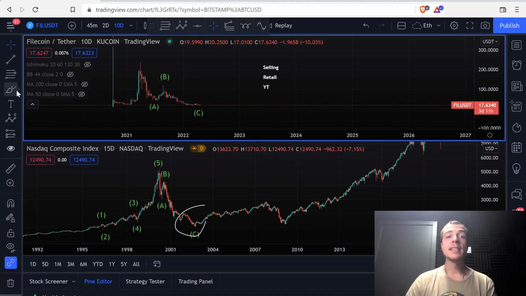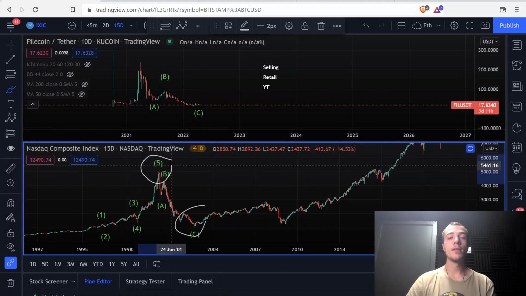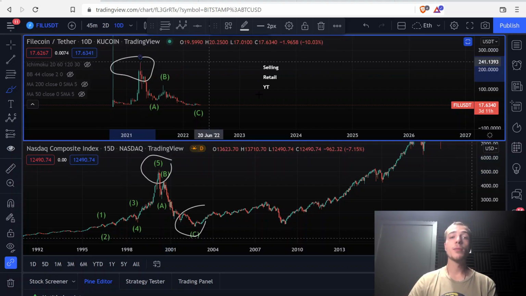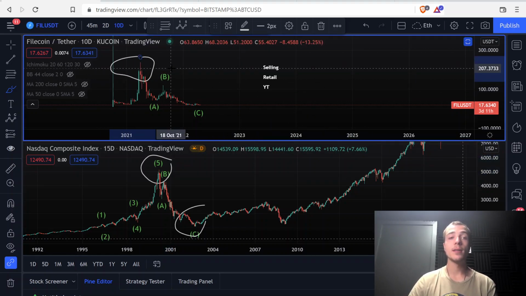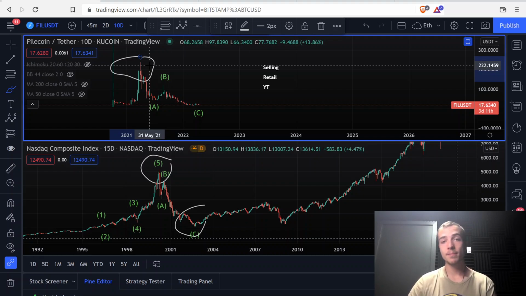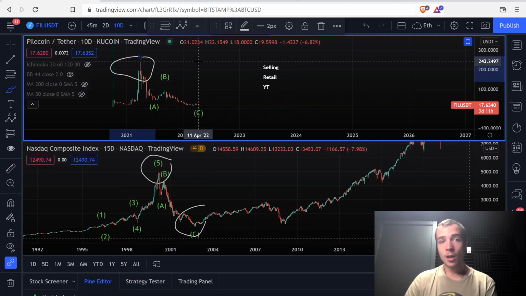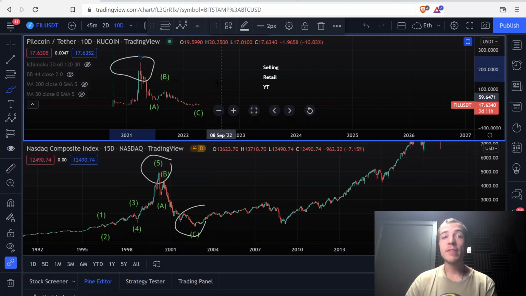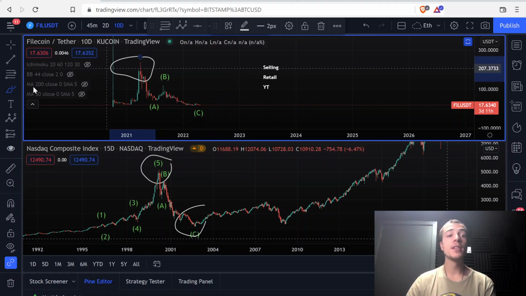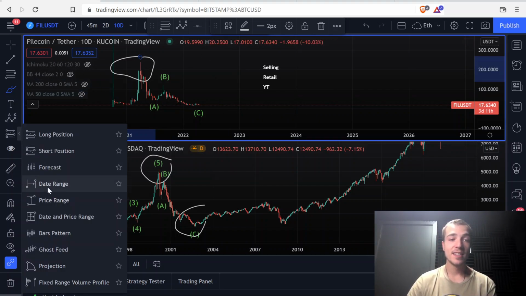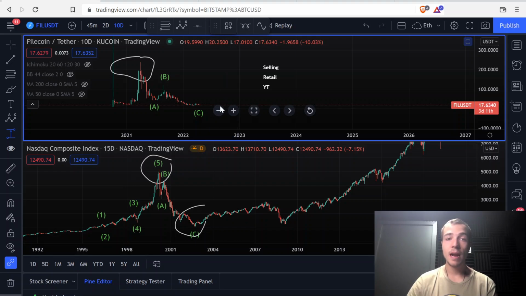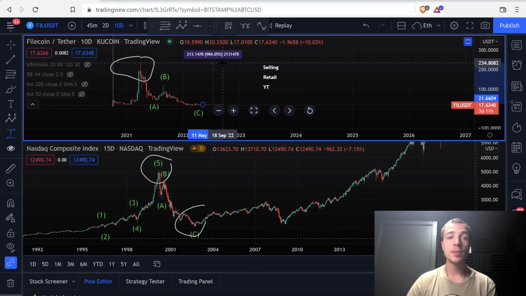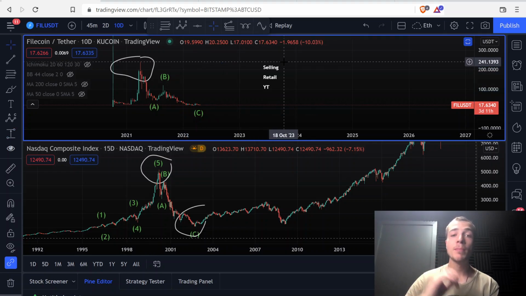You can see that the NASDAQ recovered above its euphoria. Why? Because these market cycles repeat. It starts a new cycle, so it goes to new all-time highs. So Filecoin's worth $17. Its previous all-time high is $241, right? So just from current prices up to its previous all-time high is 10 times your money on Filecoin.